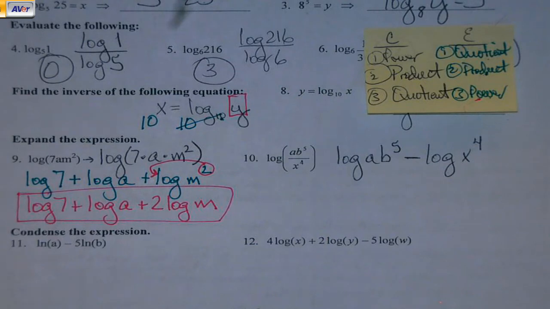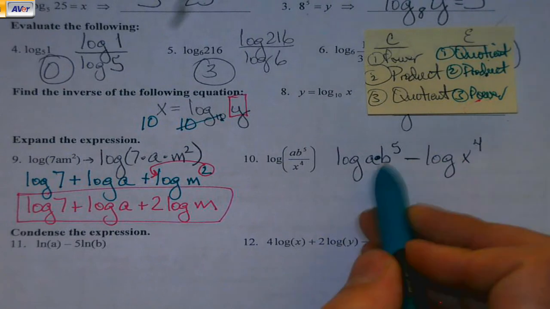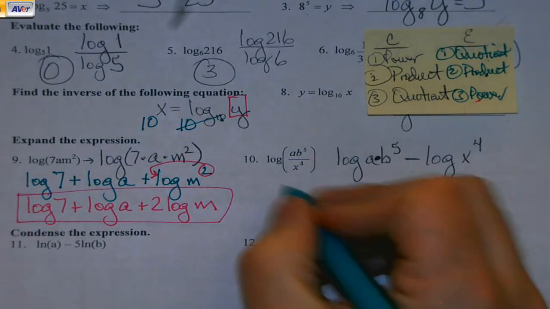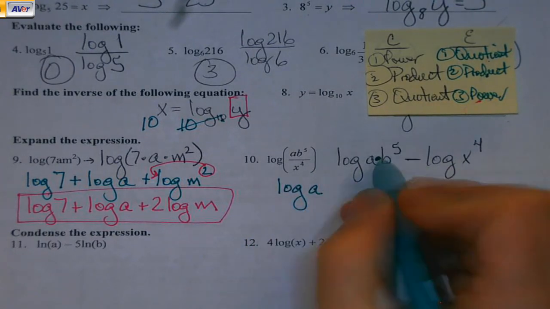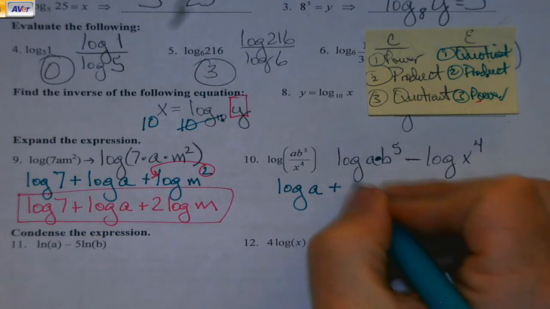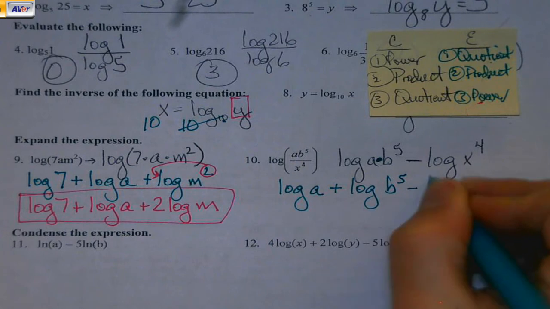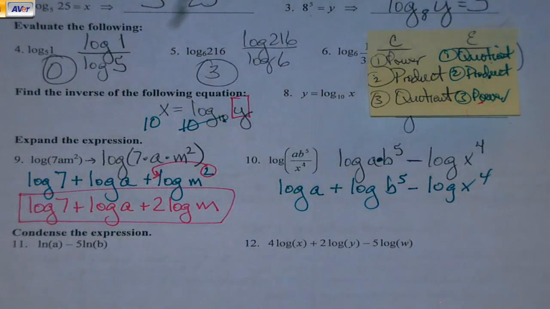So then I get to my step 2. Product. I have one product right here, A times B to the 5th. So that piece, log A, there's my multiplication dot, plus log B to the 5th, and we leave everything else alone.